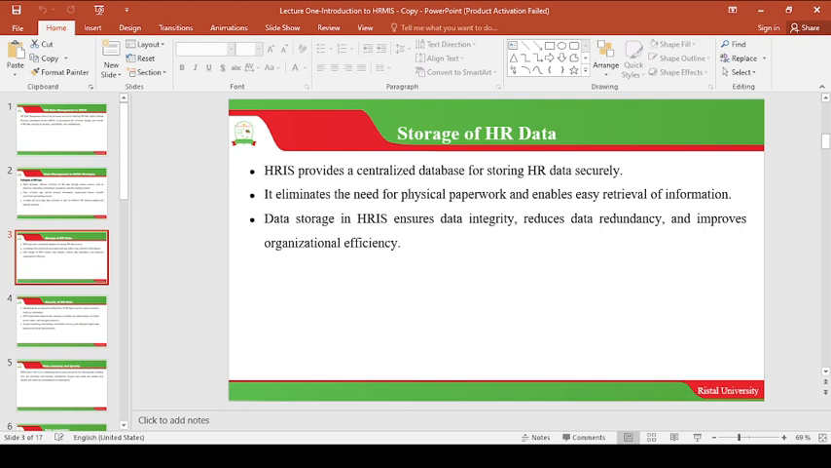There is always integrity when we store data in the system because the data has security protocols to follow, whereby it is not accessible to anyone. But if it is just in a file, kept on the table or in the cupboard, anyone can come and open the cupboard and start opening the file and they will get the information, especially confidential information. So that is how storage of data is very important in a human resource information system.